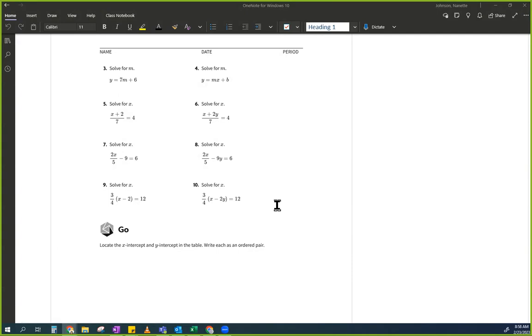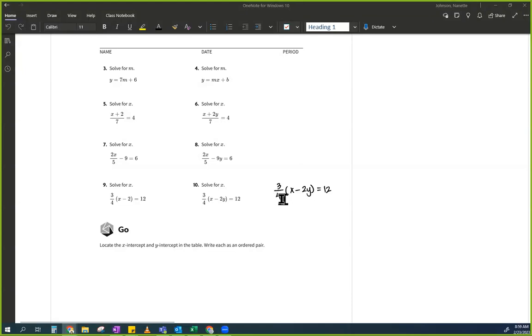Okay, so the very first thing I'm going to do is just copy it correctly. If you know Miss Johnson, she tends to copy things and she messes up. So I'm going to take a second to make sure I copied it correctly. 3/4 parentheses x minus 2y equals 12. Okay, so again, I could distribute this, but I'm not going to.